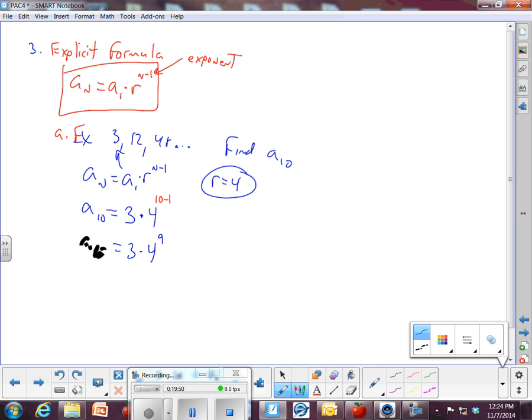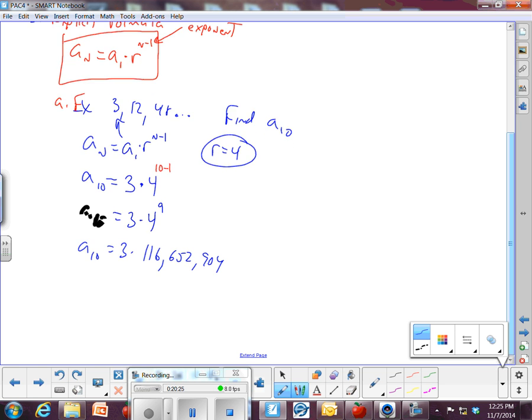What's the order of operations? Somebody say it out loud for me. What do you do first? So I better do the 4 to the 9th power first, shouldn't I? Because that's the order of operations. So here's what that number is. So a sub 10 equals 3 times 262,144. And then we've got to multiply times 3.